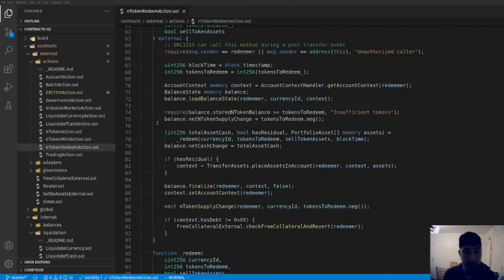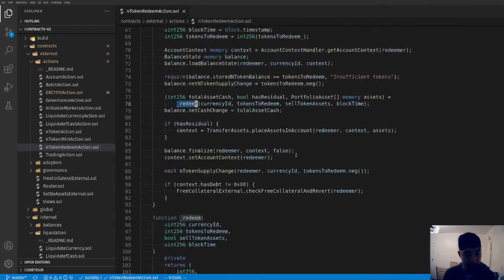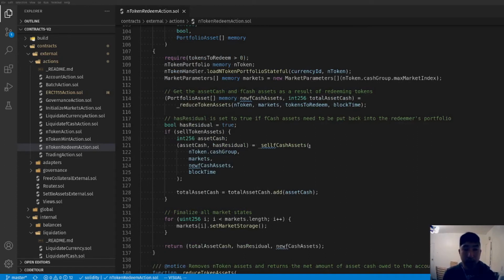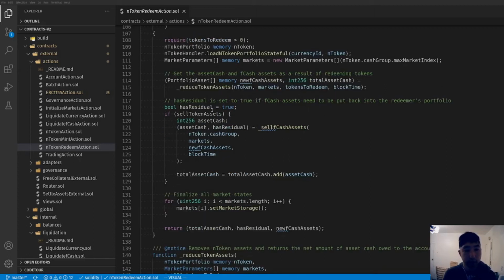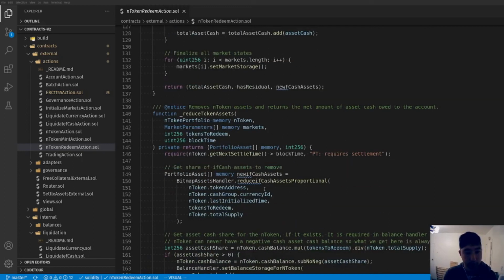So we'll take a look at this method really quickly. We'll get the account context, we'll load the balance, we'll ensure that the nToken balance is sufficient, and then we'll call redeem. And this is largely what happens in this method as well. So within redeem, this method is fairly straightforward. What we're going to do is reduce the token assets of the nToken proportionally to the tokens that are being redeemed. And then if we're selling the token assets, we're going to loop through them and try to trade them on the Fcash markets. And then we'll finalize all the market storage states.